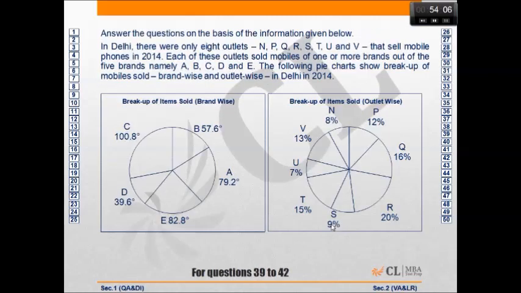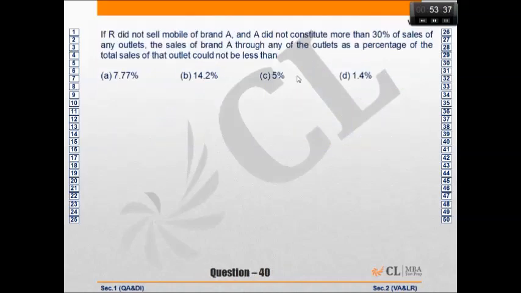Okay. Next one. In Delhi, there are 8 outlets that sell mobile phones. Each of these outlets sells one or more brands. Okay, that's fine. The following pie chart shows the breakup of mobile sold brand-wise, outlet-wise in Delhi in 2014. Okay, so this is a little more complicated data as compared to the other one. We'll have to see which brands are sold where. So between the first 2 sets, this set looks a little more difficult. I think the table is a little easier, and that is my preference at this point of time.